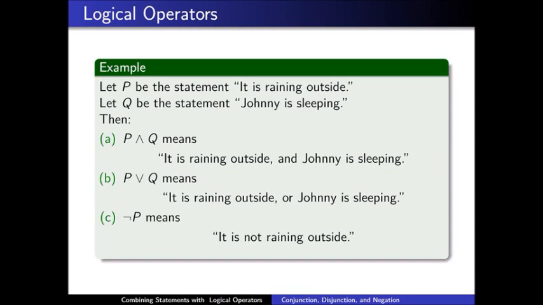Now when we say the phrase not P, we want to change it into a sentence that makes sense to us in our own language. So when we read not P, it does not say not it is raining outside. Instead we would read it as it is written here, it is not raining outside.